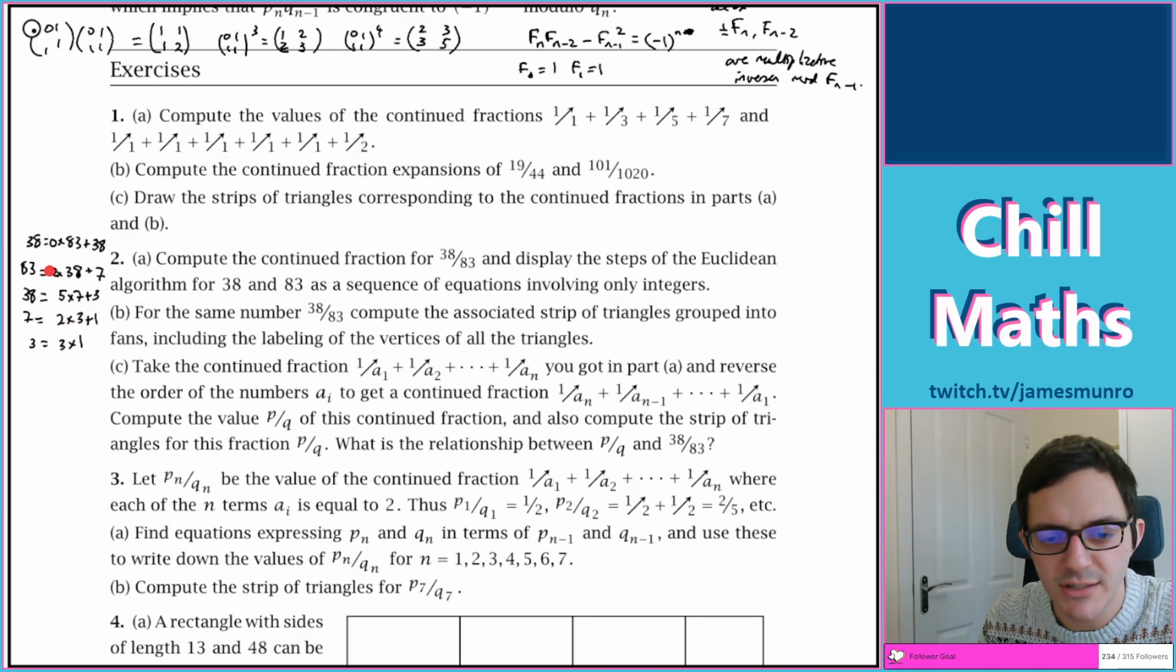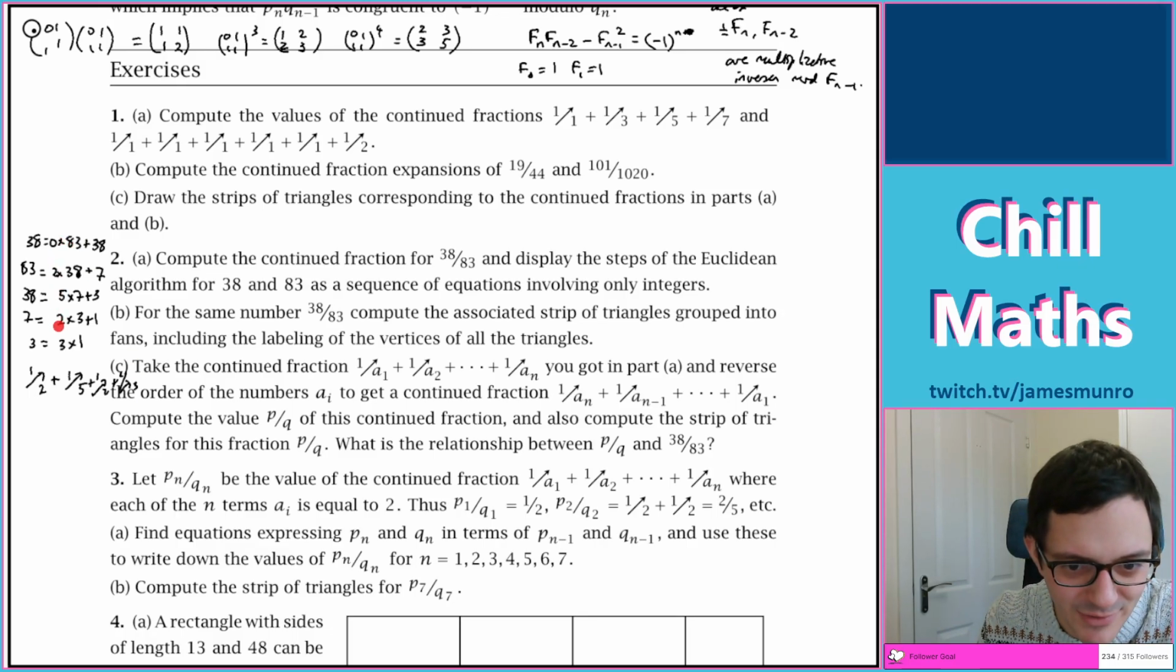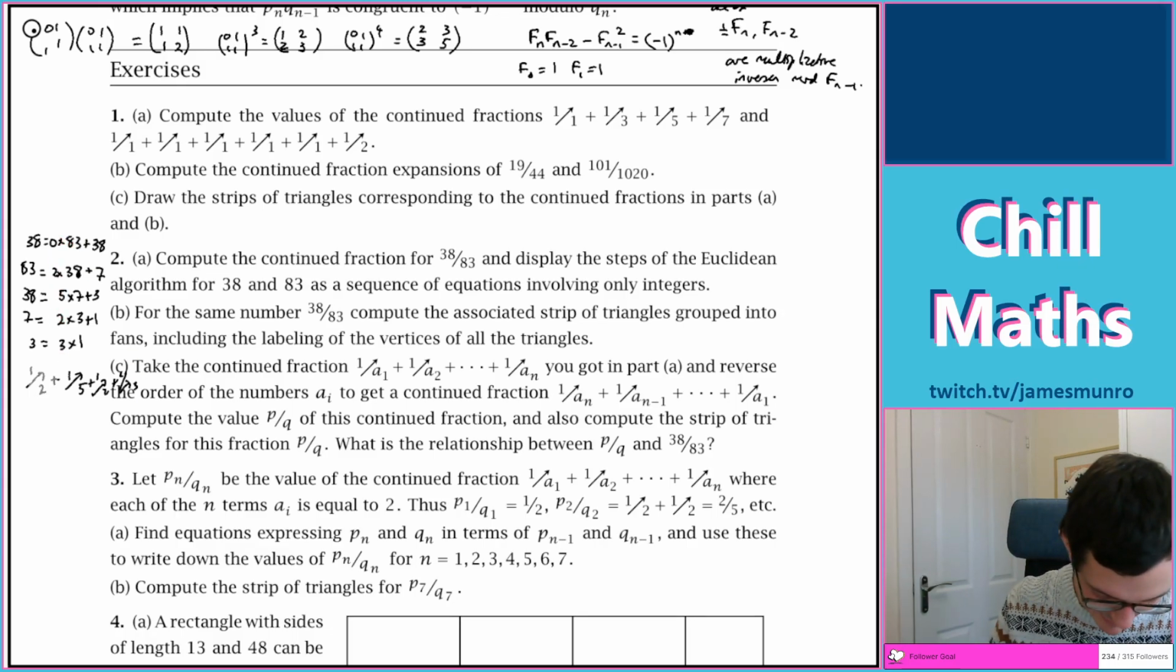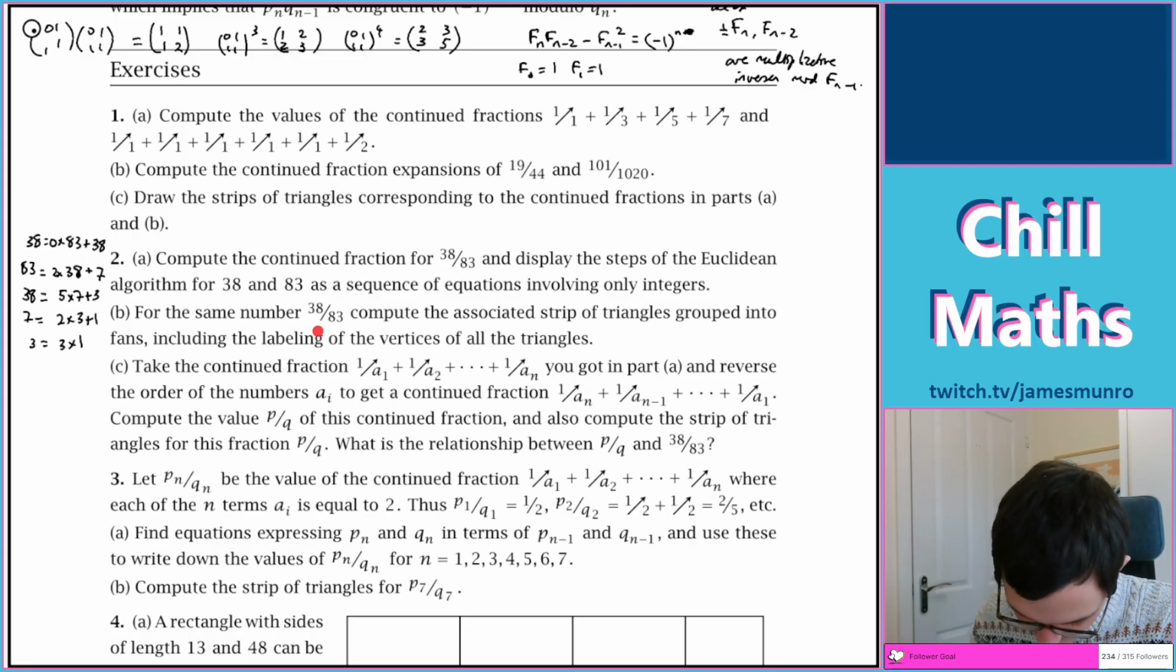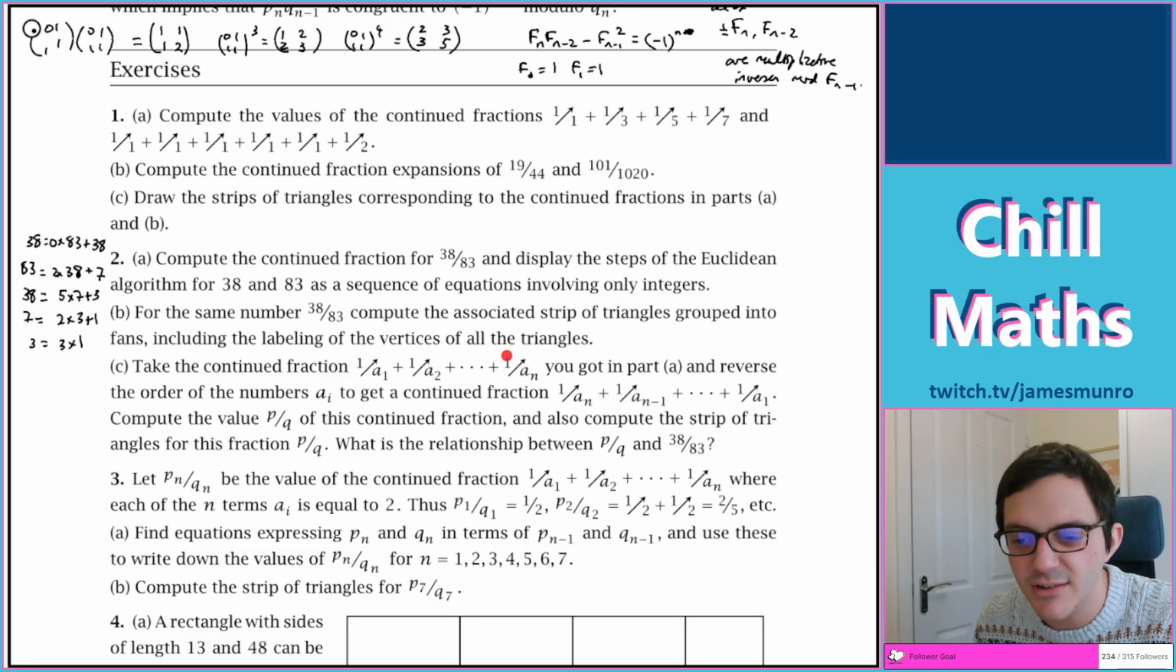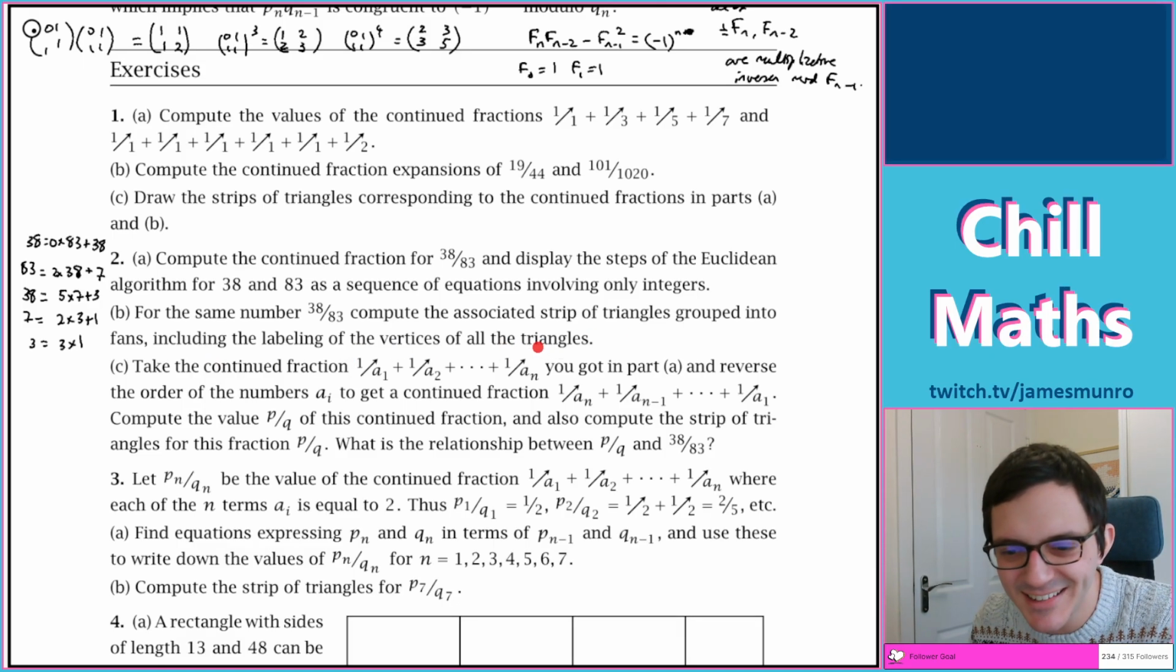So I believe that this 38 over 83 is 1 over 2 plus 1 over 5, 2, I didn't leave space, 3. These columns, 2, 5, 2, 3. Didn't leave space for that, did I? Okay. For the same number, compute the associated strip of triangles, groups, and fans, including labelling verses. I just can't be bothered. I don't really have space.